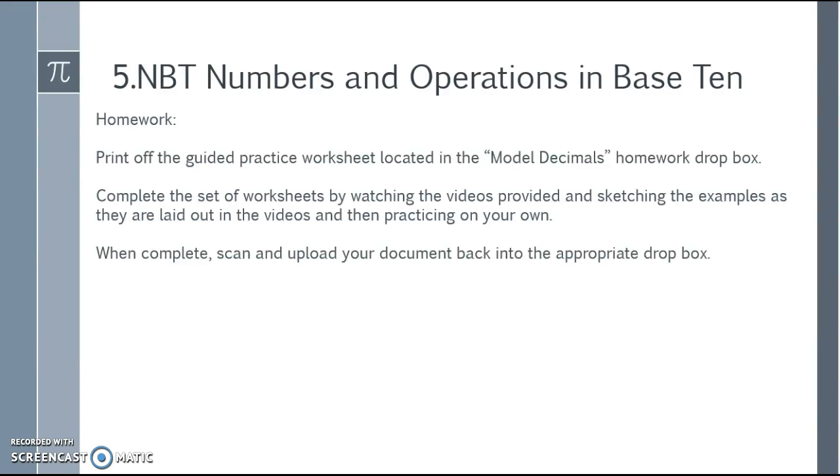And the second part, I want you to print off the guided practice worksheet located in the Model Decimals Homework Dropbox. Complete the set of worksheets by watching the videos that are provided in the document. You'll have to click, it'll bring you to a video. It's a very guided, what I like to call guided practice. You'll sketch along the examples that they complete in the videos, and then you'll be able to practice them just on your own. That is focusing on multiplying and dividing decimals using base 10 pieces. I don't think we can ever have enough just doing that. When you're complete, scan and upload your document back into the appropriate Dropbox.